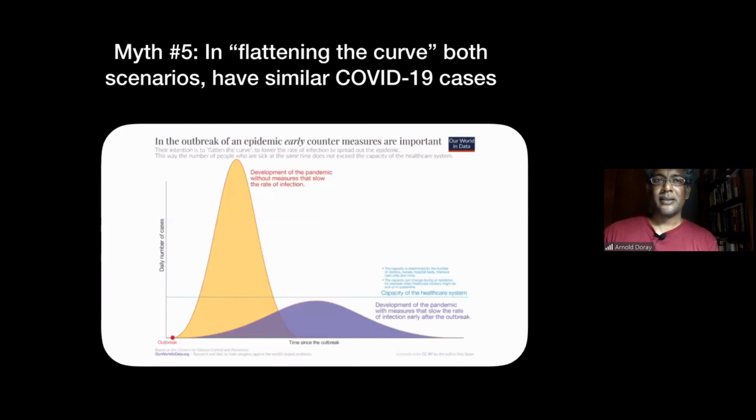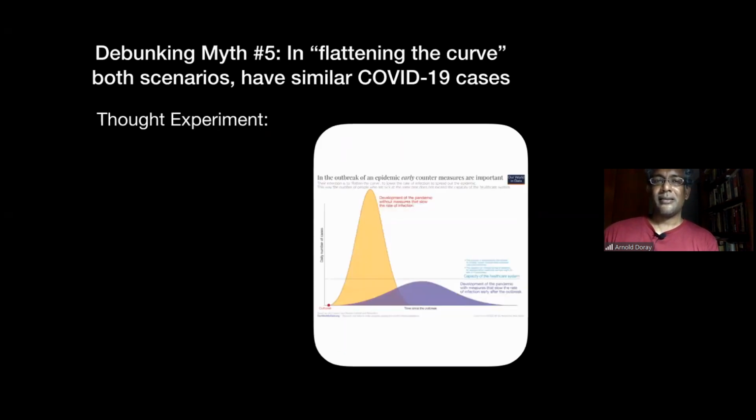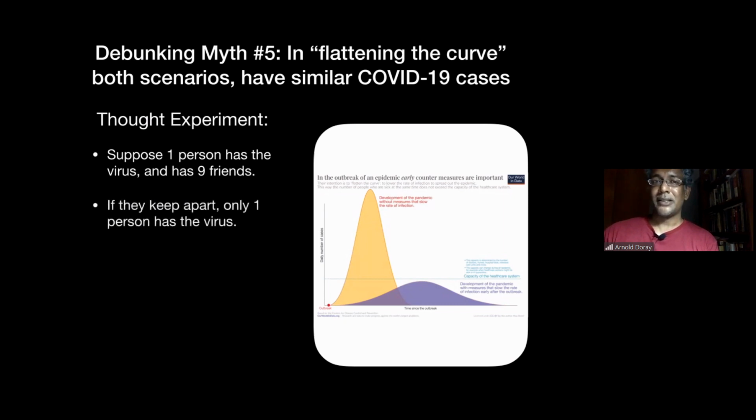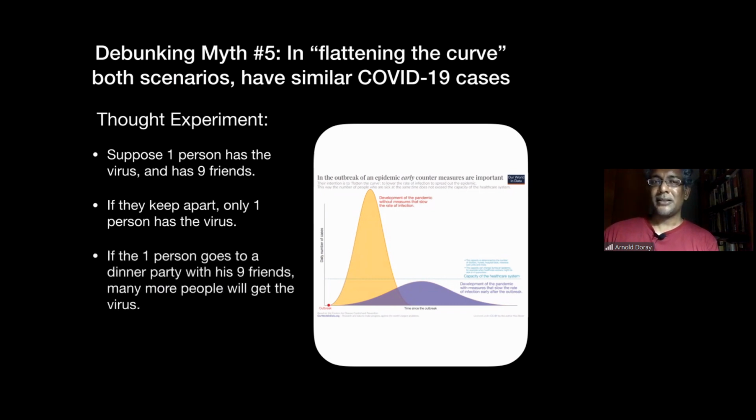Now, the last myth, myth number 5. Myth number 5 is, in flattening the curve, both scenarios have similar COVID-19 cases. Now, this is really an easy myth to debunk. Let's have a simple thought experiment. Suppose you got one person with 9 friends. The one person has the virus. If they keep apart, he's the only one who gets the virus. But if they go for lunch together or dinner together, then obviously more of them will get the virus. So it's not true that flattening the curve through social distancing means that you have the same amount of infected cases as without. It's a fallacy.